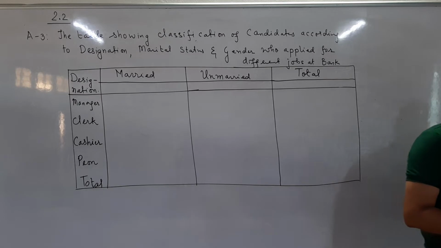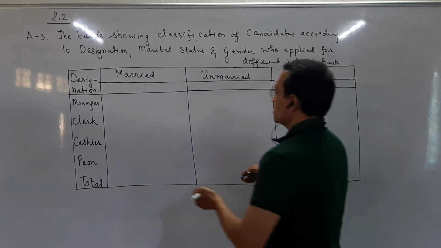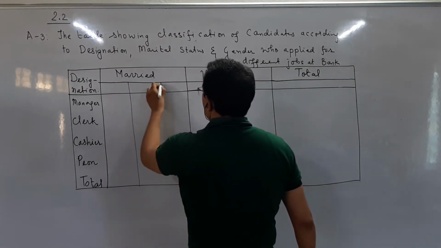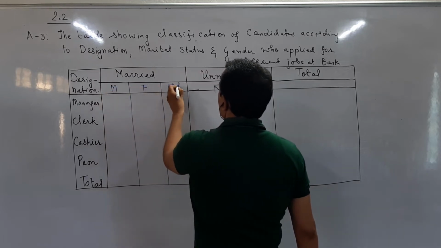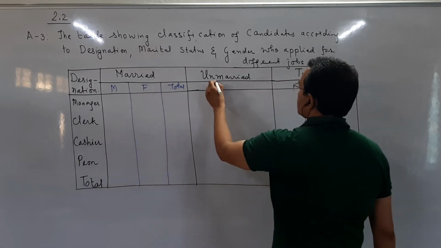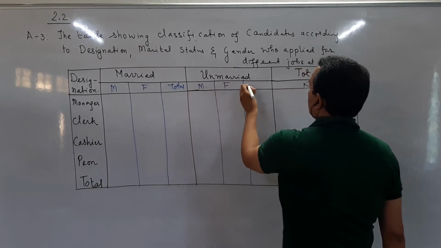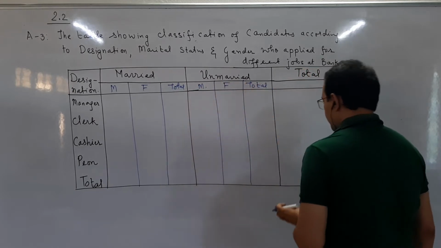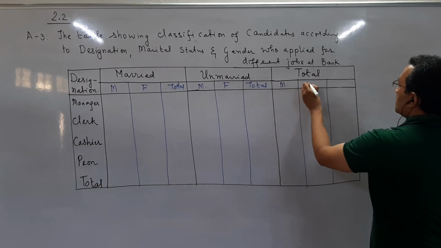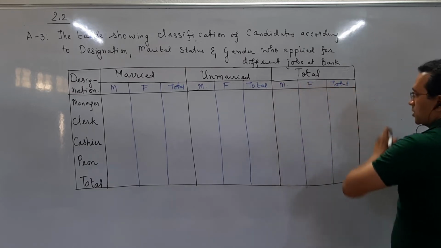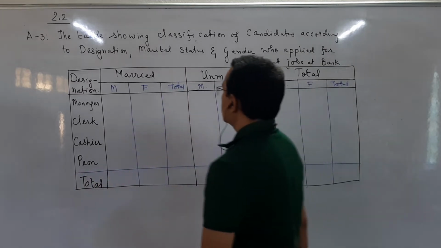Then we have basically candidates divided as male and female. So here we will write or divide this as male, female and total. Again, this is divided into 3: male, female and total. Again, this is divided into 3: male, female and total. And this is also the final column as total. So this is our table.